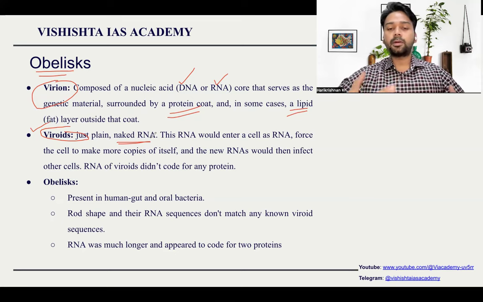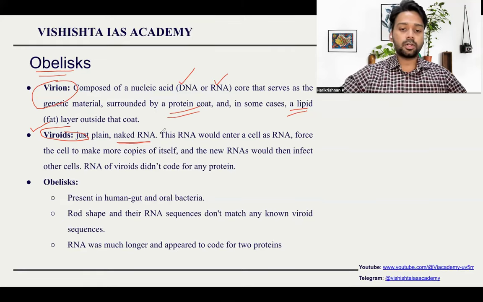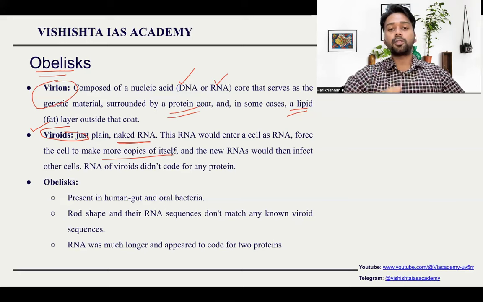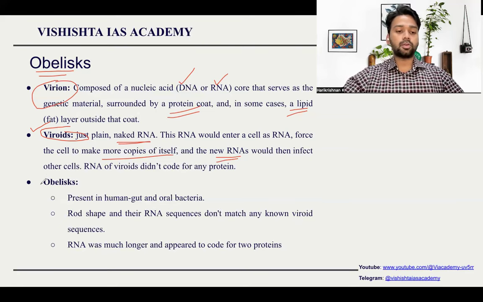So it is very different from a living being. We can't even call it a proper living being. We can't call it a non-living being either, because it becomes active. It looks like completely dead material, but once it enters a body, it will become active. So viroids are like this. RNA would enter a cell as RNA and force the cell to make copies of itself. So this RNA will get into the cell and tell the nucleus to make copies of this kind of RNA, and it will make them. The new RNA would infect the other cells, and based on it, it will start proliferation.